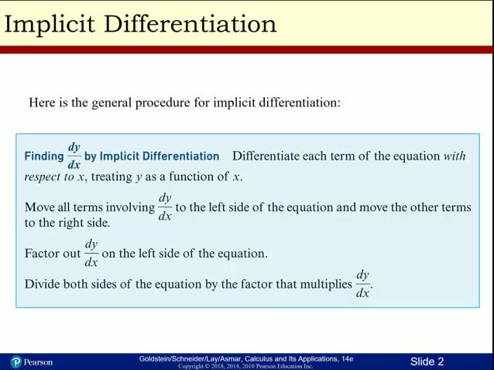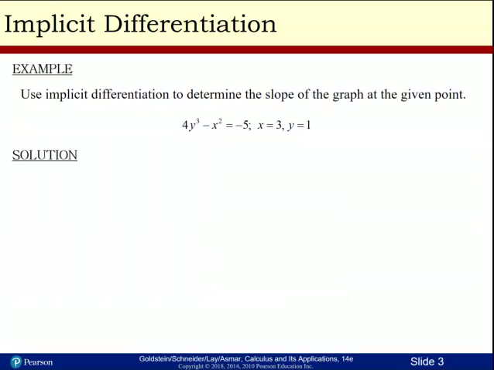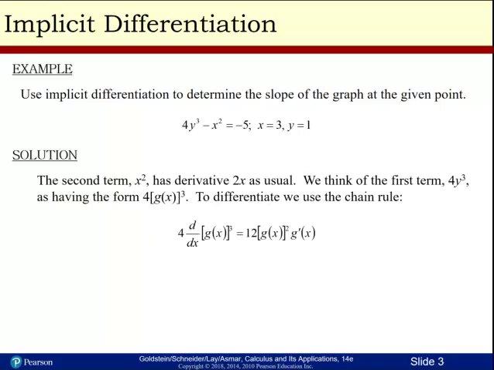Okay, that's the procedure. Let's see what in the world this is talking about. If we're to use implicit differentiation to determine the slope of the graph at the given point, here's what we need to do. Notice this function is 4y cubed minus x squared equals negative 5. It's not a y equals thing. So the second term, x squared, has the derivative 2x, as usual.